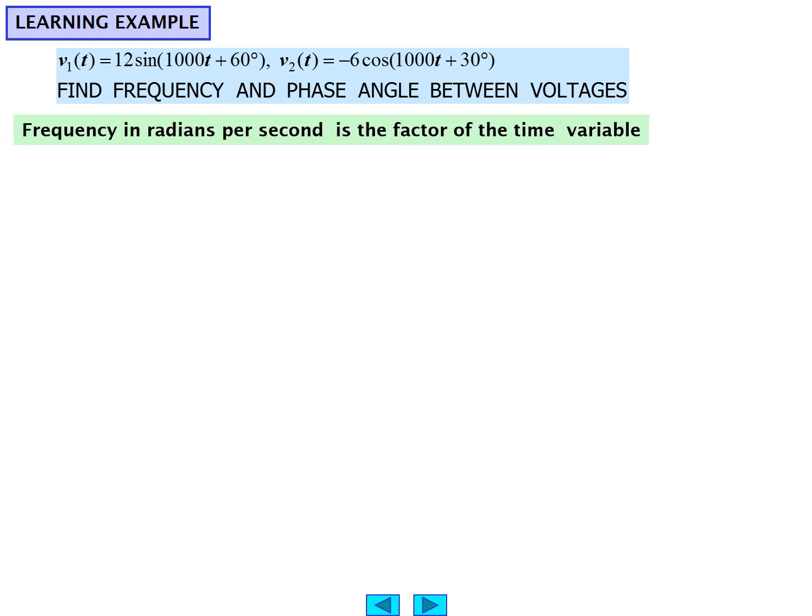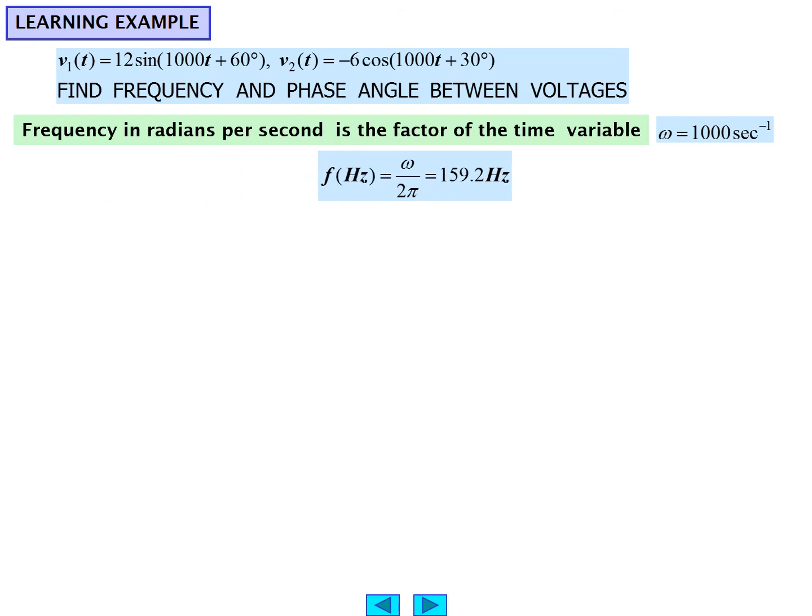So the frequency is in radians per second and is the factor of the time variable. Or if you will, then omega is equal to 1000. And another way of writing radians is arc seconds, or 1 over seconds, because when multiplied by time, we end up with a unitless number.